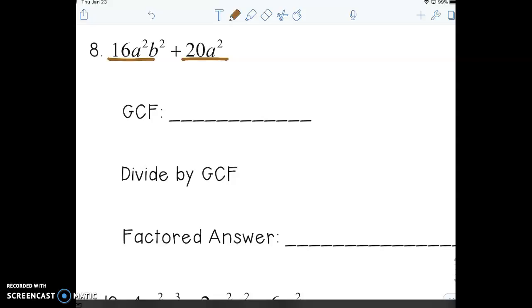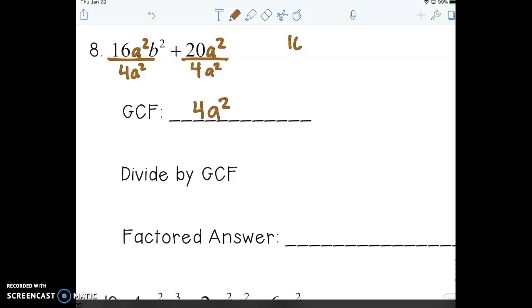16 and 20 are both even. They both divide by 2. But you need to be a little better than that. Not only do they both divide by 2, but they divide by more than that. They divide by 4. They both have a squared, so I'm going to get rid of the a squared. But they don't share the b squared. So my GCF is 4a squared.